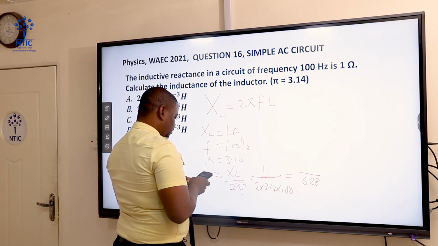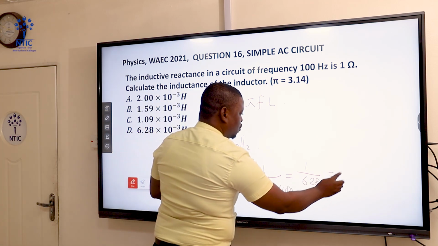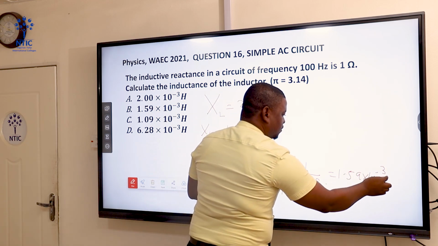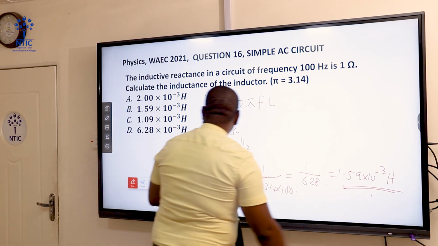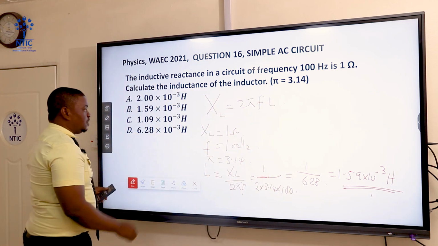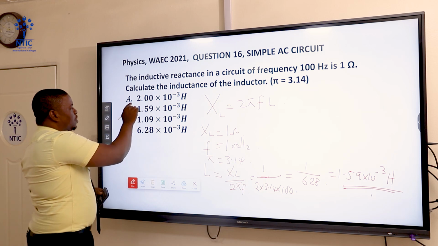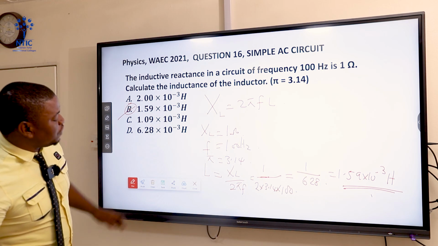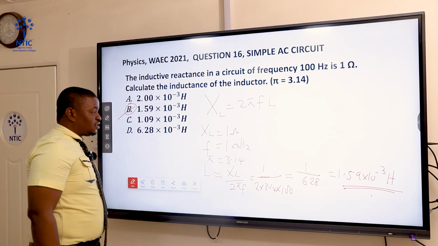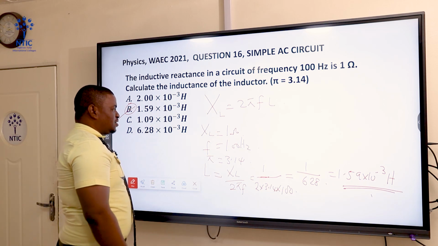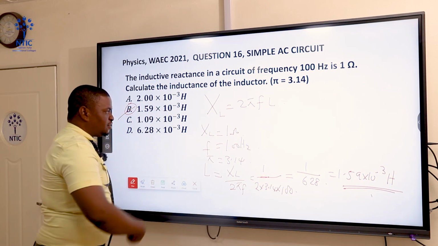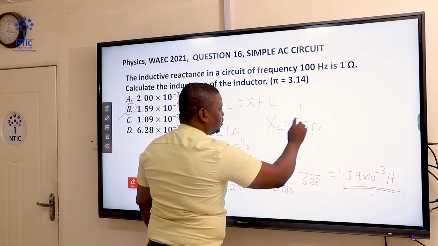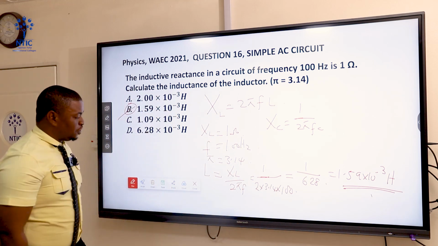So if I look for the inverse of 628, 1 divided by 628, that will give me 1.59 times 10 raised to the power minus 3 Henry. The unit of inductance is Henry. So the correct option here is option B. Please take note, this is how you solve for inductance in an AC circuit. Now, in case you have a capacitance, you have XC. XC is equal to 1 over 2 pi FC. So you can use this one to get whatever you want to look for. Next.